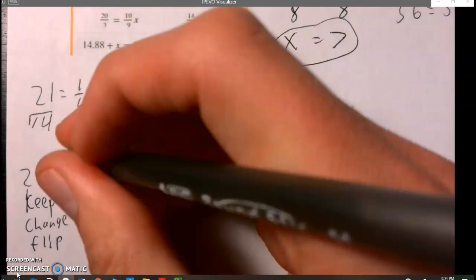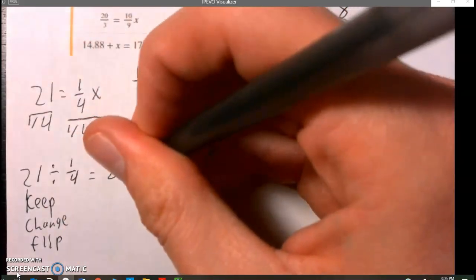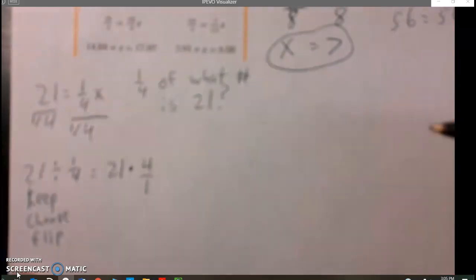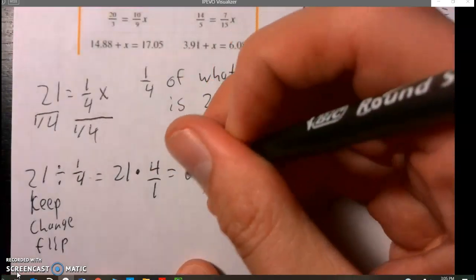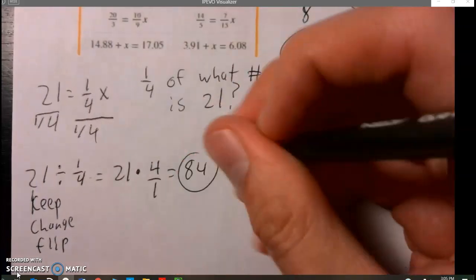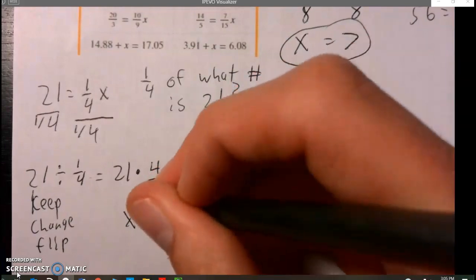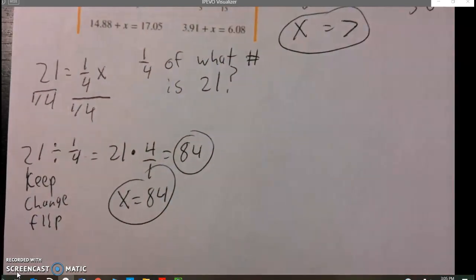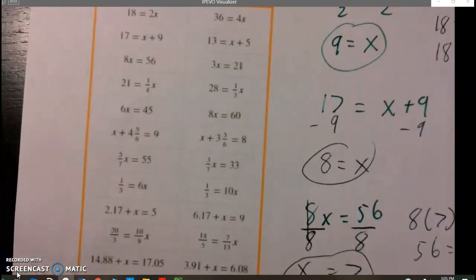Keep, change, flip, meaning the first number stays the same, division turns to multiplication, and our second number flips. It becomes its reciprocal. So that would be 4/1. That would get us 84. Okay, so x equals 84. 1/4 of 84 is, in fact, 21. Awesome. All right. On to the next one.